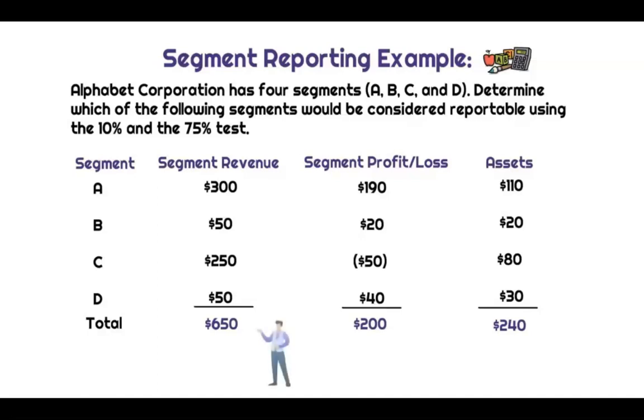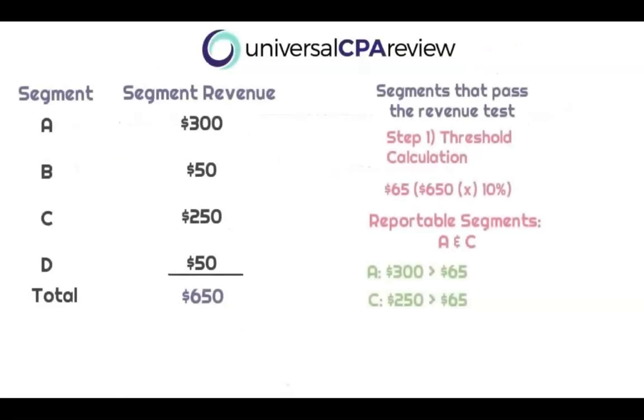Okay, so A, B, C, and D have total revenues of $650. So 10% of $650 is going to be our reportable threshold. $65 is the amount that needs to be exceeded in order to be considered a reportable segment.